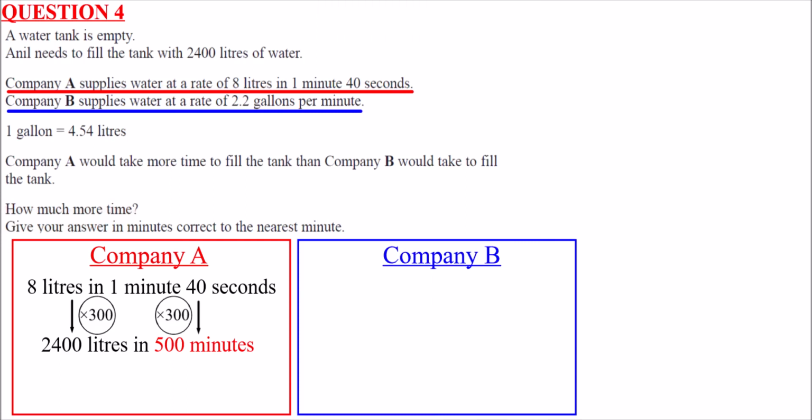So I've talked your heads off about how you can use time functions on your calculator. Anyway, 2,400 litres in 500 minutes. That's what Company A is, 500 minutes to wait.